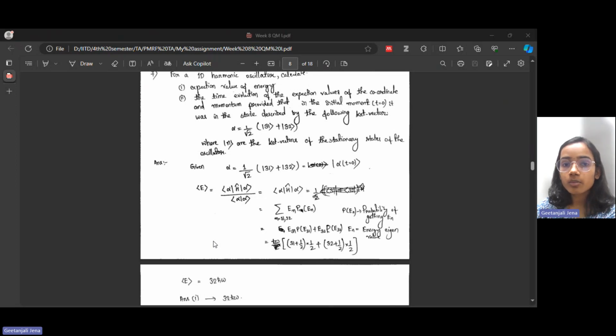So that means the probability of getting the ket |31> will be the square of 1 by root 2, which is half, and the probability of getting the ket |32> will be the square of 1 by root 2, which is 1 by 2. So both states have equal probability, 50-50. Now, if you put the energy eigenvalues and the probabilities together, the expectation of the energy eigenvalue is 32 ħω. So the answer to problem 1 is 32 ħω.